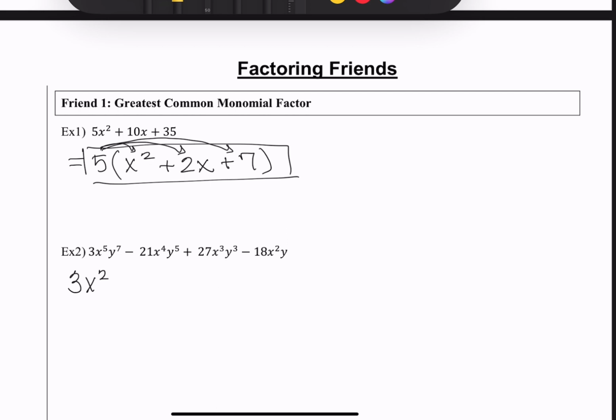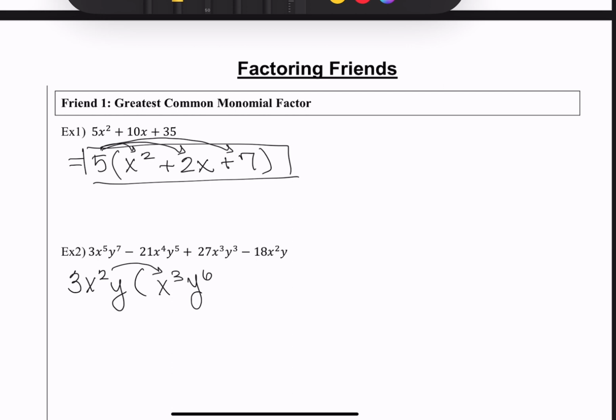And how about the y's? What's the most amount of y's that they have in common? It looks like it's a single y. Okay, so that's my greatest common monomial factor, and I'm going to undistribute that. So I'm going to ask myself, 3x squared times y times what will give me this 3x to the 5th, y to the 7th? Well, I don't need a coefficient. A coefficient of 1 will totally work. I need x cubed, and I need y to the 6th power.